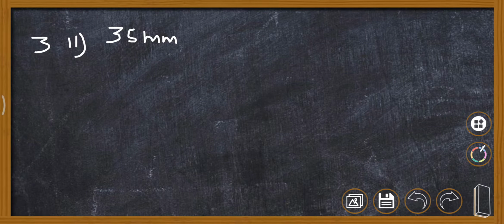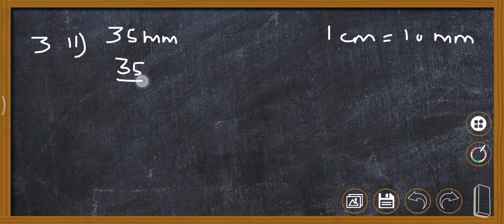Now this is to convert 35 millimeter into centimeter, meter and kilometer. So first of all, we know that 1 centimeter is equal to 10 millimeter. So if you are converting millimeter to centimeter, then you will divide by 10. So 35 divided by 10, it has only one zero, so it will be 3.5 centimeter.